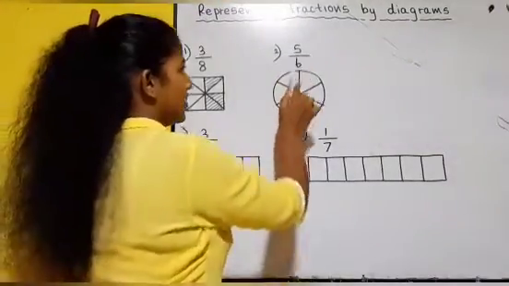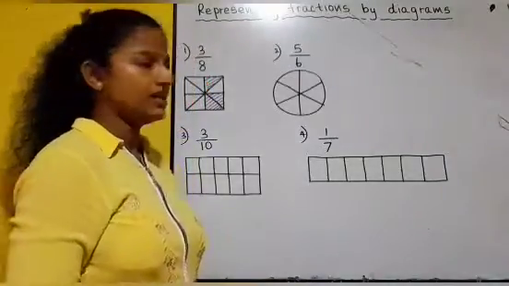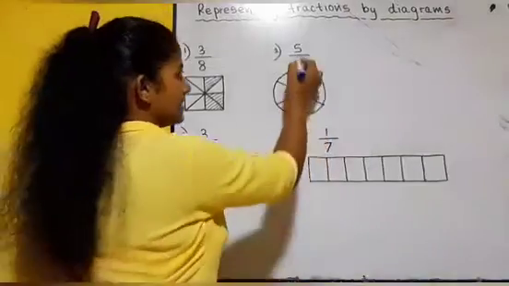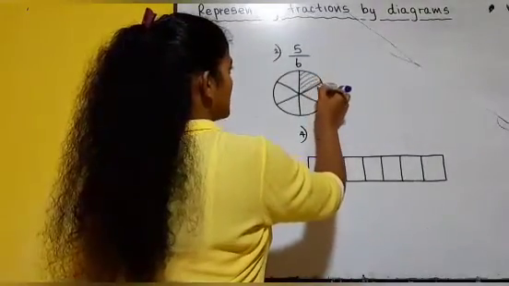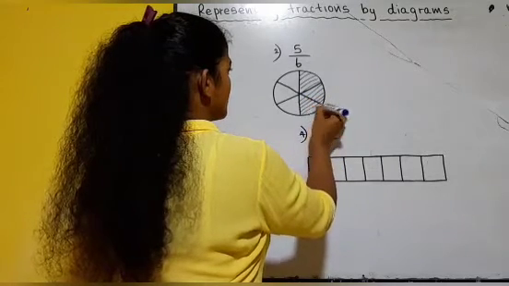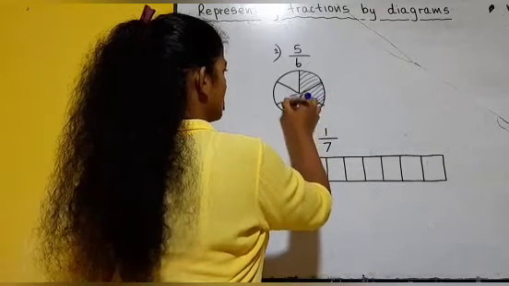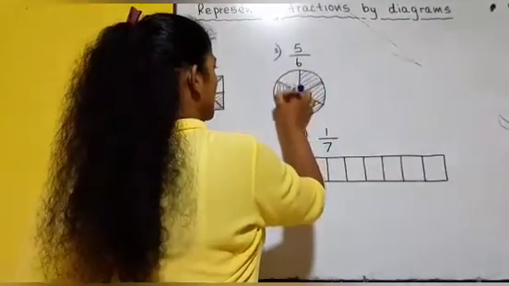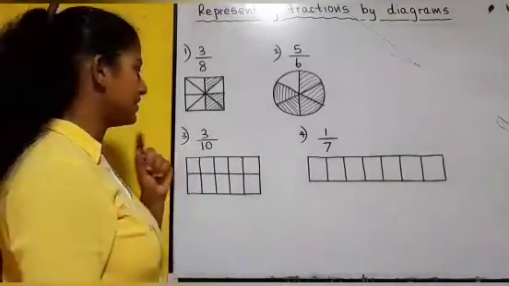Second fraction, 5 over 6. I have chosen a circle and divided it into 6 equal parts like this. Now I am going to shade 5 parts like this. 5 parts are shaded now. Now the fraction 5 over 6 is represented by this figure.